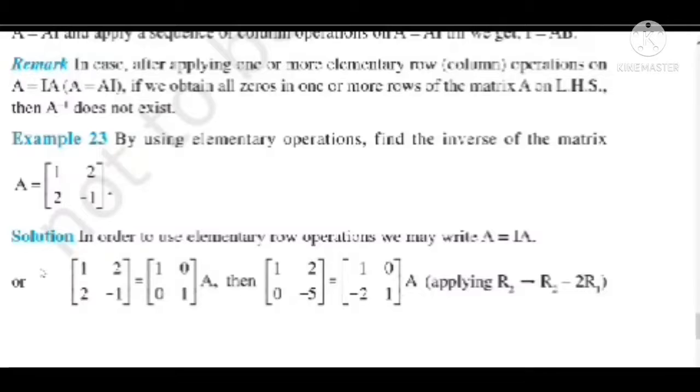So here, by using elementary operations, find the inverse of the matrix A. This is your matrix given. In order to apply elementary row operations, we may write A equal to IA. In place of A on the left you put 1 2 2 minus 1, and in place of I you put the identity matrix 1 0 0 1. On the right hand side, A, you take the same. You don't write anything here.